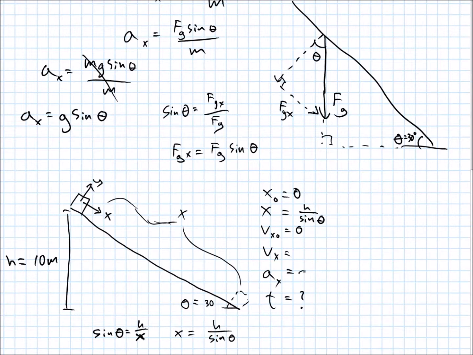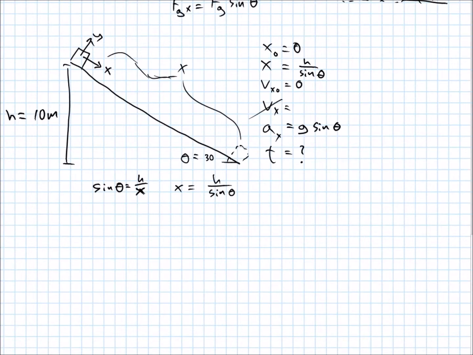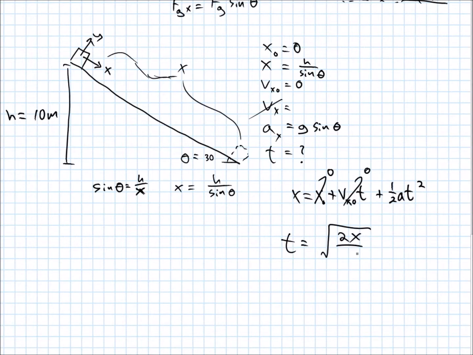Okay, and we know that acceleration is g sine of theta. So we look at our kinematic equations and pick out the one without final velocity, because that's the thing that we don't care about, we don't know, and we don't want to know. We're looking for time. So it looks like it's going to be this one. X equals x initial plus vx initial t plus 1/2 at squared. Let's see, x initial was 0, vx initial is 0, so that zeroes out that whole term. I'm looking for t, so if I solve this for t, I get t is equal to the square root of 2x over a.